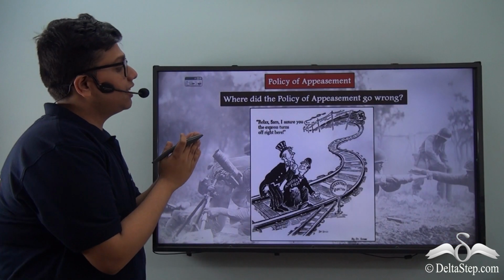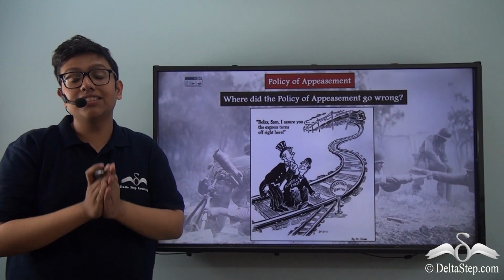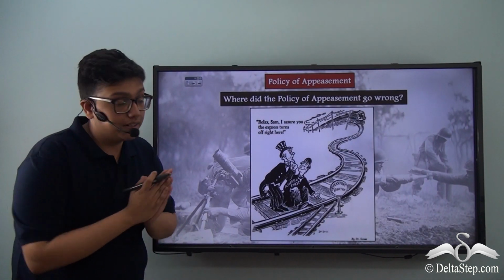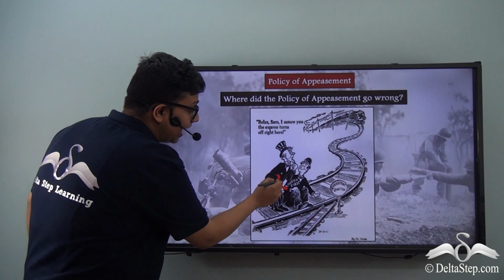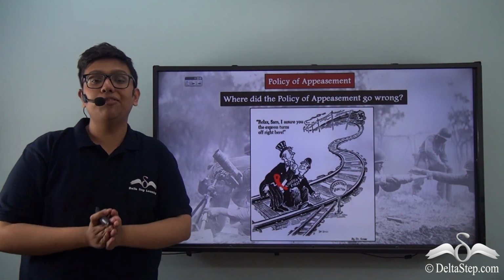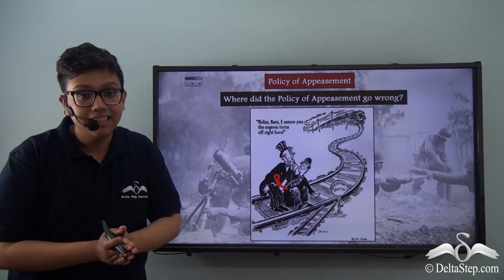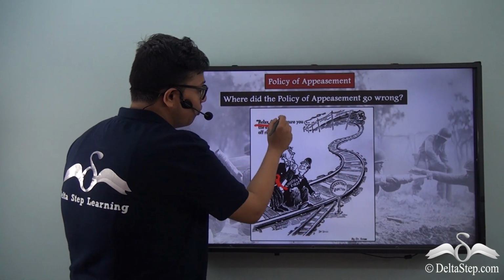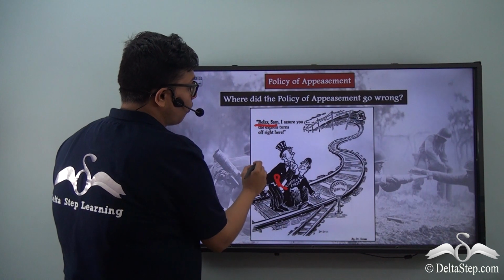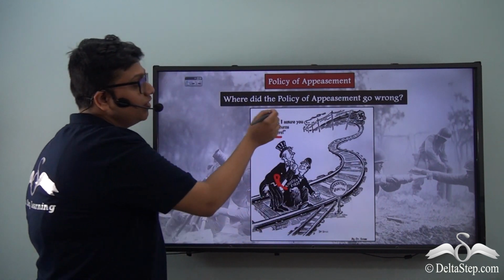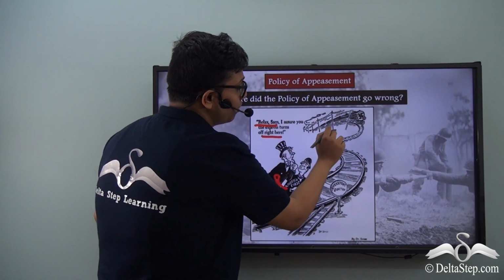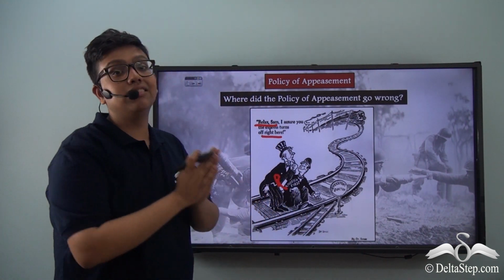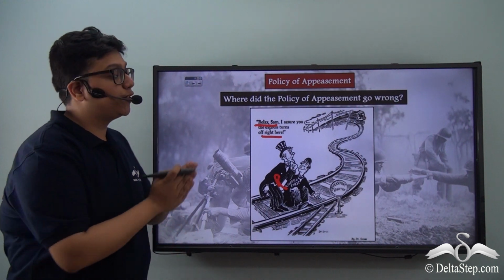Over here we see a cartoon illustration which showcases the problem with the policy of appeasement. Over here we see a person trying to assure Uncle Sam, who is the personification of the United States of America. This person is telling him, relax Sam, I assure you, the express turns off right here. And then we see that a very speeding train is approaching them. And the speeding train is a train of Nazism. It's approaching towards them speedily.